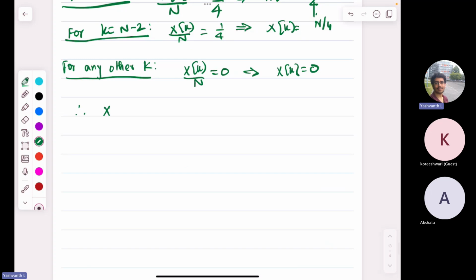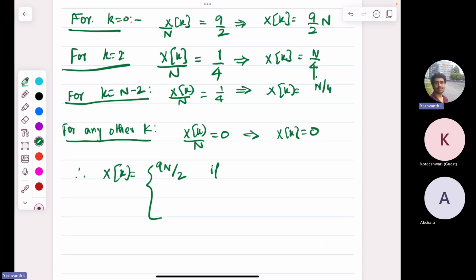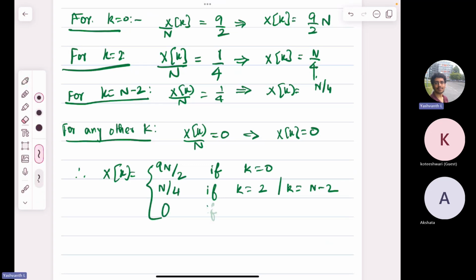Therefore, summarizing, x of k is equal to 9N by 2 if k equal to 0, N by 4 if k equal to 2 or k equal to N minus 2, and 0 otherwise.